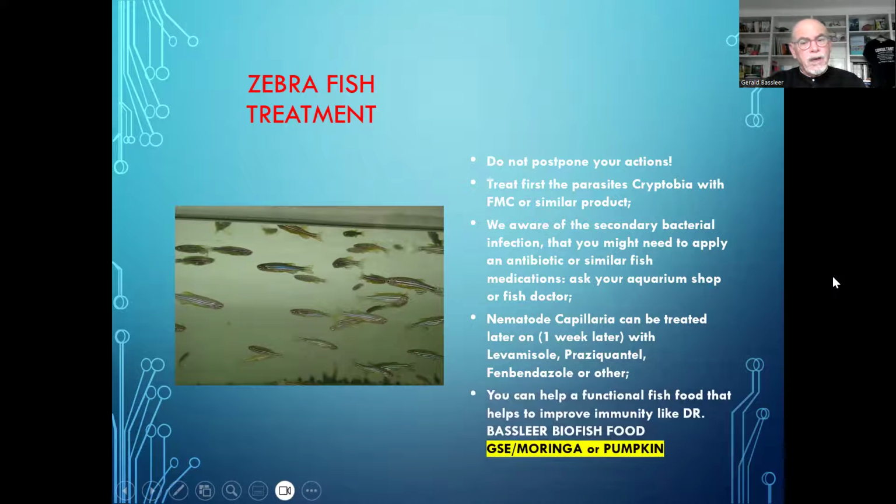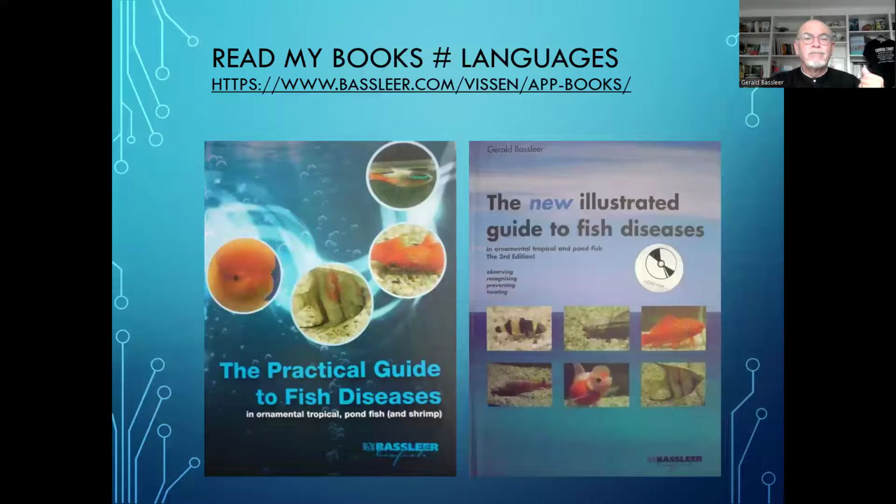At the same time, you can help the fish with a functional fish food, like our Dr. Bassleer Biofish Food, grapefruit seed extract, moringa, or pumpkin. Learn about those feeds, as they can help to repair the fish during infection. More information on diseases and treatments is available in my books in several languages.